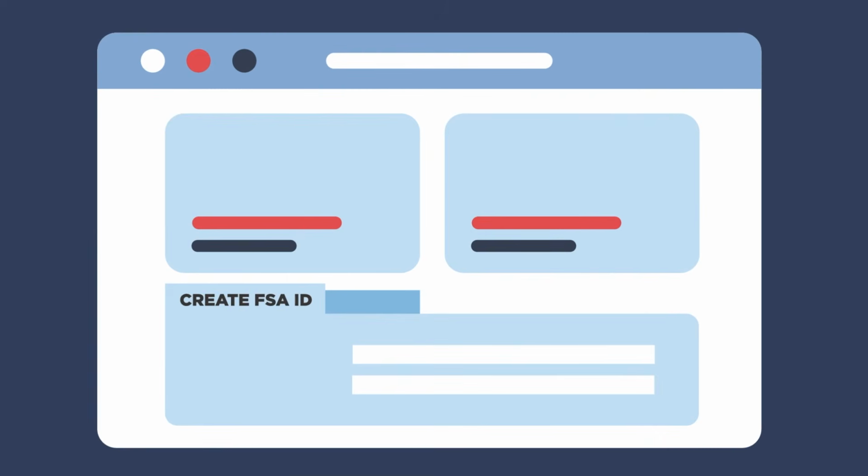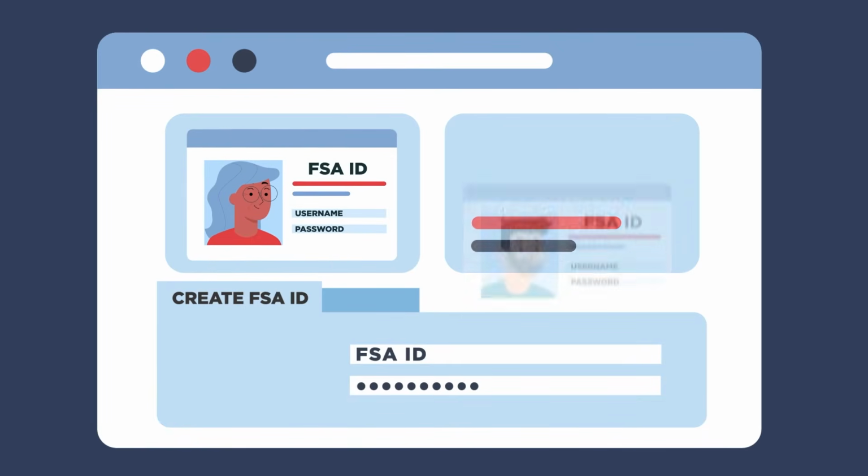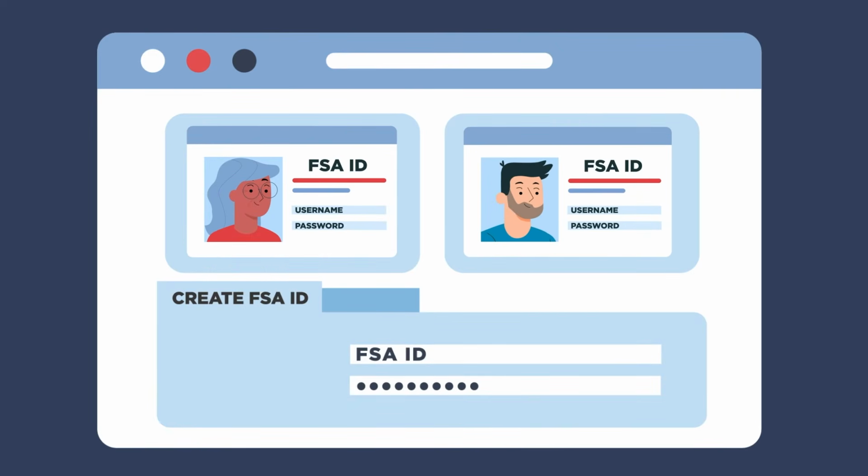Lastly, to complete your FAFSA, sign it electronically with your FSA ID. Your parent or spouse, if applicable, will also have to complete their side of the application and sign, if they are required, through their FSA ID.